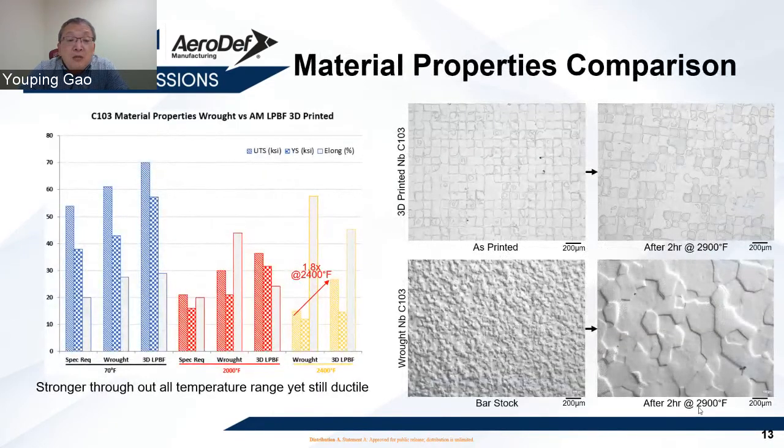Typically when we print, this material is extremely stable. If you look at the right-hand side, the as-printed material going through 2 hours at 2900 degrees, you can see the grain is very stable. It doesn't see explosive grain growth, but on the lower one, you can see the raw material sees extreme grain growth. On the left-hand side, you can see the material properties comparing rod with the 3D printing. The 3D printing is far better. At 2400 degrees test temperature, it's 1.8 times stronger than the rod material. Next page, please.